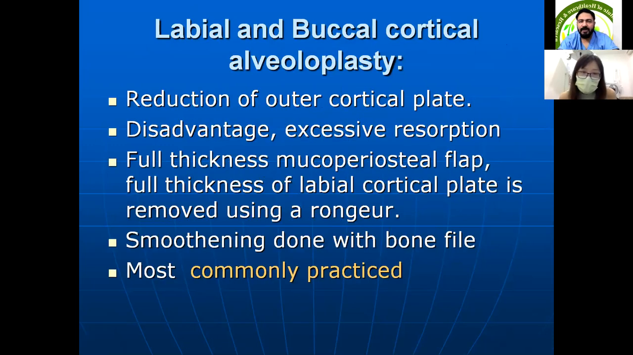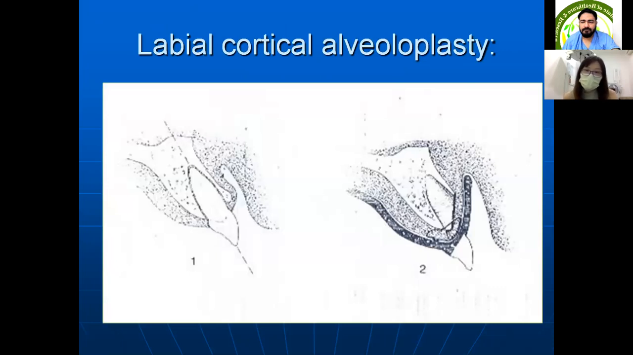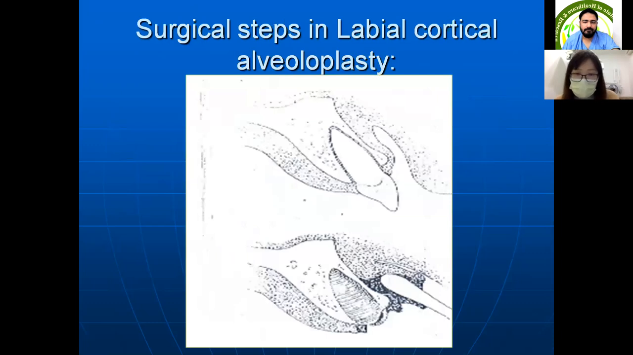Then labial and buccal cortical alveoloplasty, reduction of the outer cortical plate. Disadvantage is excessive resorption. Full thickness mucoperiosteal flap is taken. Okay, and labial cortex is exposed, and the plate is removed using a bone rongeur, and then smoothing is done with the bone file. So the sharp bony projections are removed in this process.